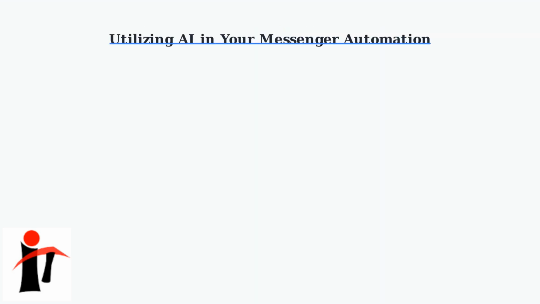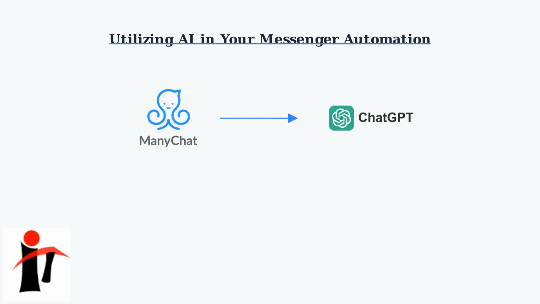ManyChat integrates with generative AI like GPT-4 to create smarter chatbots that can handle complex customer queries more effectively. The integration connects ManyChat's platform with AI models like GPT-4, enabling your Messenger chatbots to understand and respond to nuanced customer questions. This AI integration allows chatbots to manage sophisticated customer inquiries, significantly reducing the need for human agents to intervene in conversations.